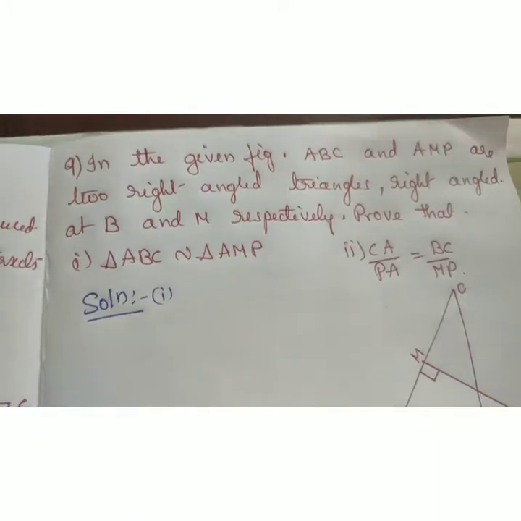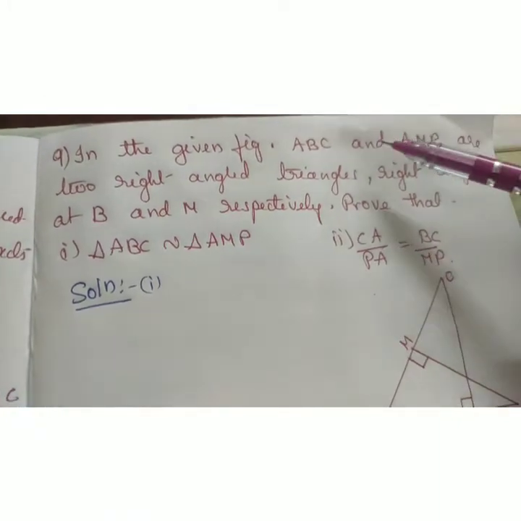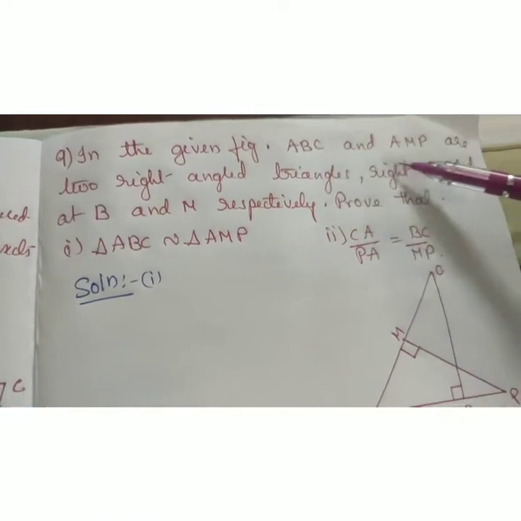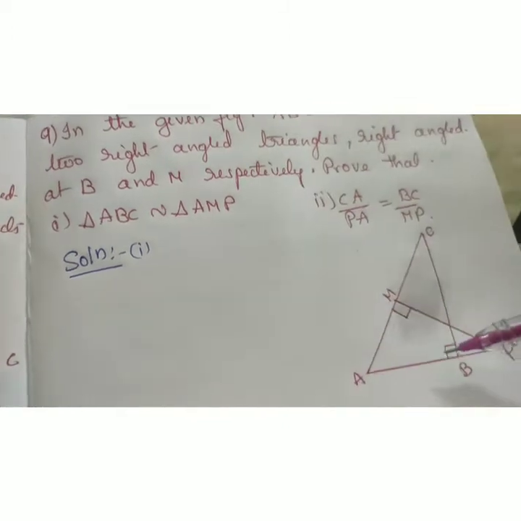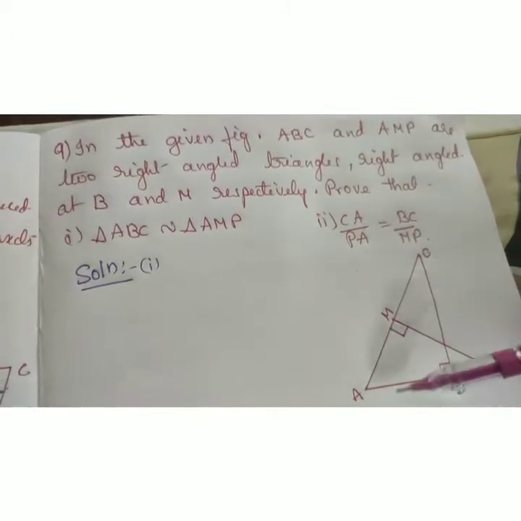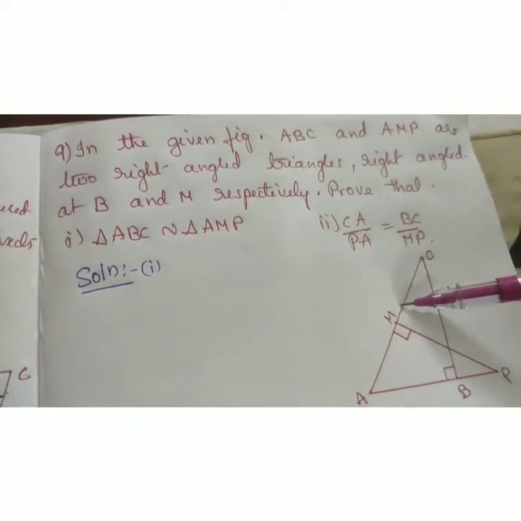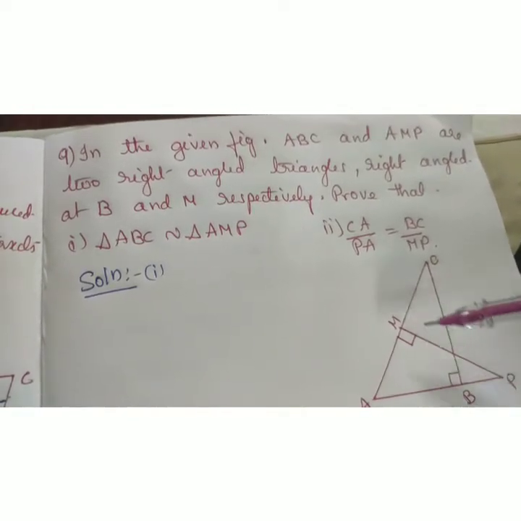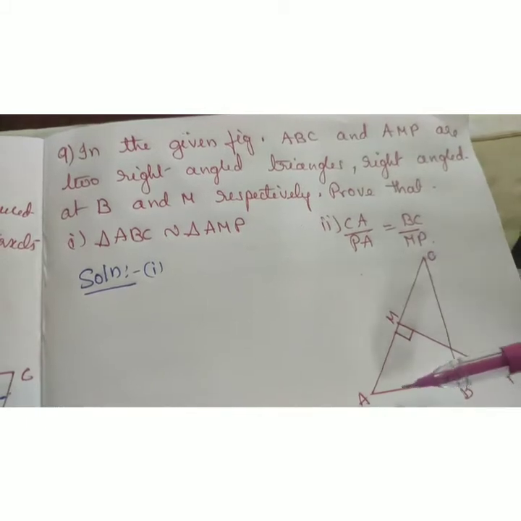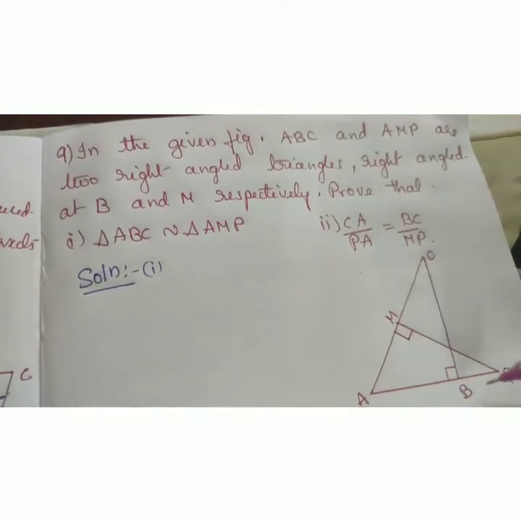Now let us read the 9th problem. In the given figure, triangle ABC and AMP are two right angle triangles, right angled at B and M respectively. Prove that triangle ABC is similar to triangle AMP.